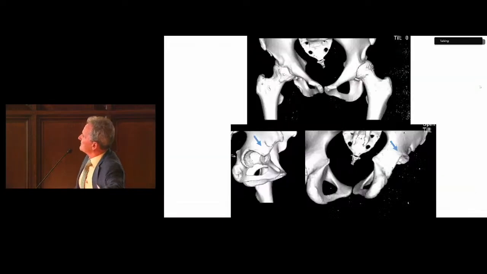And this is the CT, again showing that major anterior overcoverage on the left panel on the bottom here, and then on the right side you see the posterior insufficiency because of that retroversion, looking from behind at the right hip.